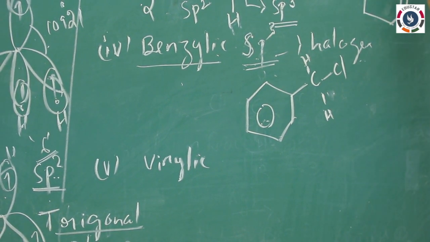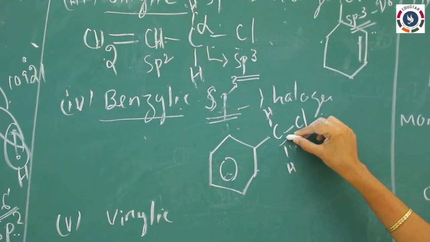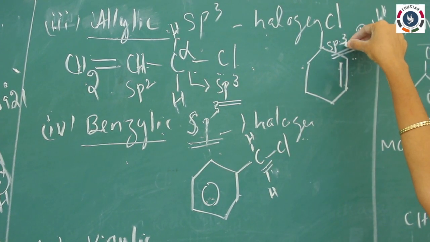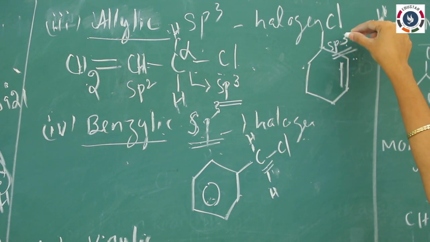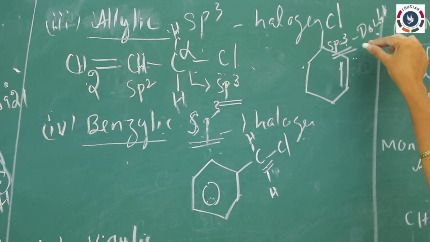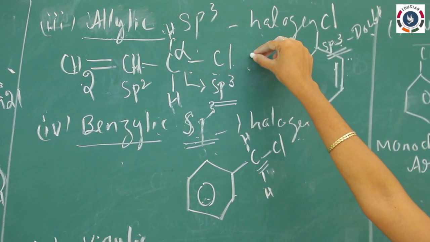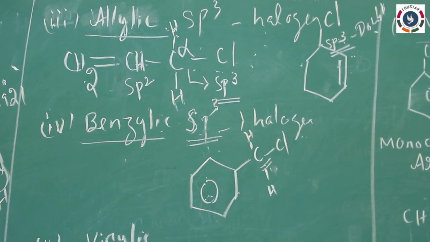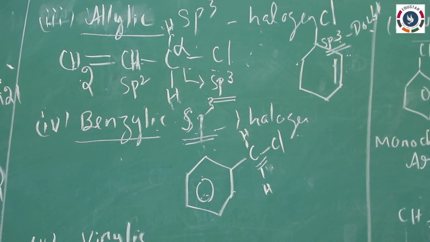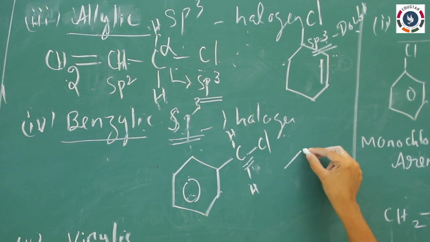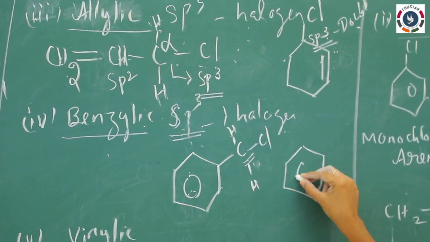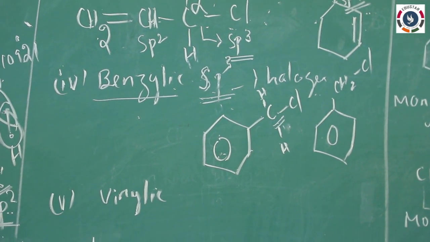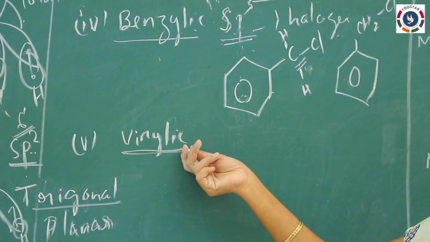Okay. The alpha carbon is sp3 hybridized, here also the alpha carbon is sp3 hybridized. In turn, if the alpha carbon is attached to a double bond, then it is called allylic. Suppose the alpha carbon atom is attached to a benzene ring, then we will call it benzylic. What is this? Benzyl chloride. Next is vinylic.